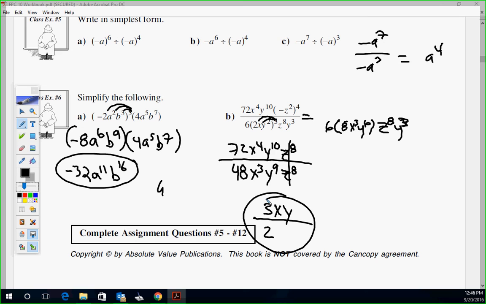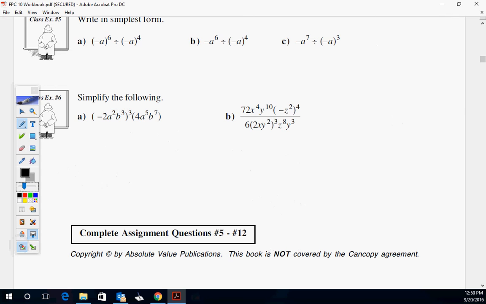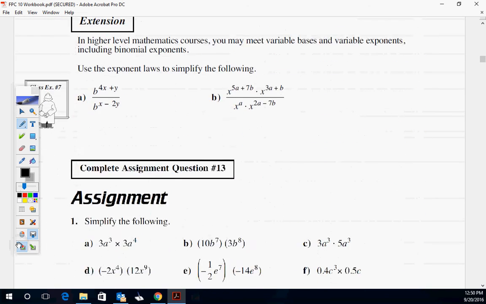All right. Next one is an extension. So this is the stuff that's a little extra. So you can write this down or you can just listen. Usually not.